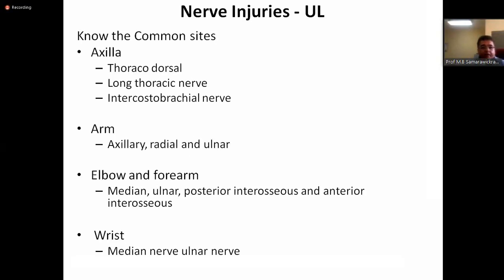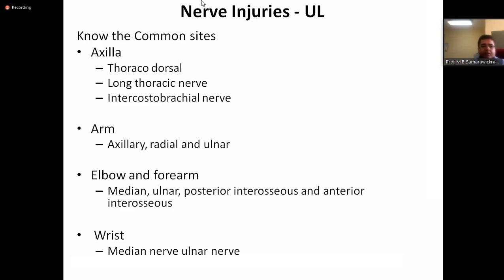So these are the common sites where nerves are injured in the upper limb. Axilla: nerves are thoracodorsal, long thoracic nerve, and intercostobrachial nerve, especially in axillary surgeries. Thoracodorsal nerve is the nerve that supplies the latissimus dorsi. Long thoracic nerve, you know, supplies the serratus anterior. Intercostobrachial nerve supplies sensation to the floor of the axilla and the upper medial side of the arm, right?